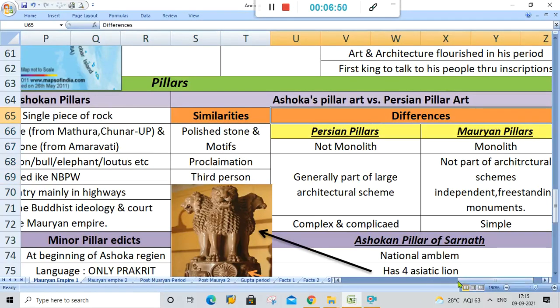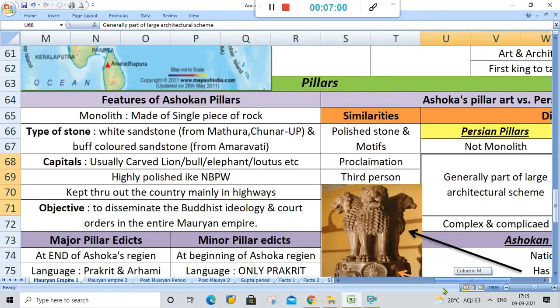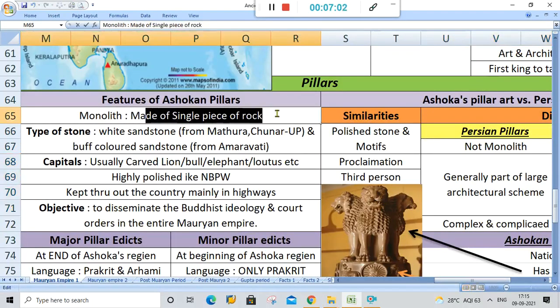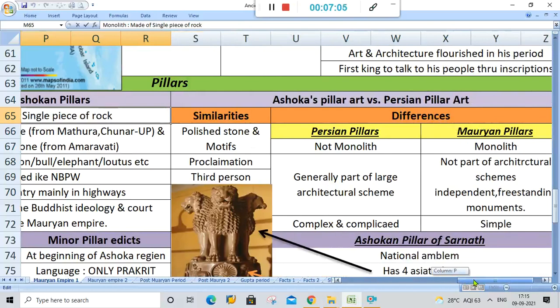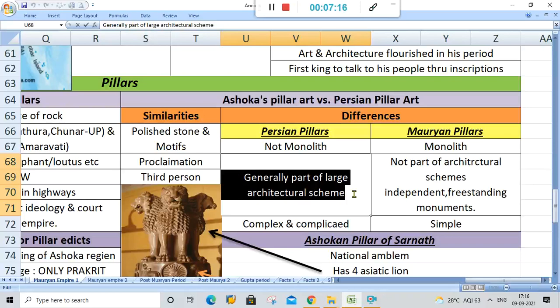Now let's move on to the differences between Ashokan pillars and Persian pillars. So the Persian pillars are not monolith. We have seen here what is monolith. Monolith means made up of a single rock. So Persian pillars are not made up of a single rock. However, Mauryan pillars are made up of single rocks, so it's called monolith.